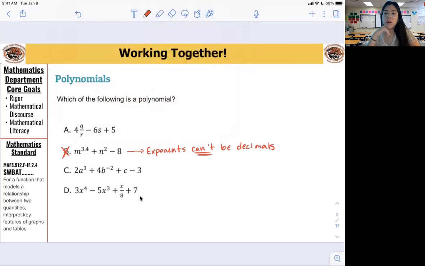Cool. And a couple people said A. What's wrong with A? Yeah, the exponent is a fraction. There's a fraction, and the most important thing, fractions aren't always bad, but what's wrong about this one? Yeah, where is the R located?